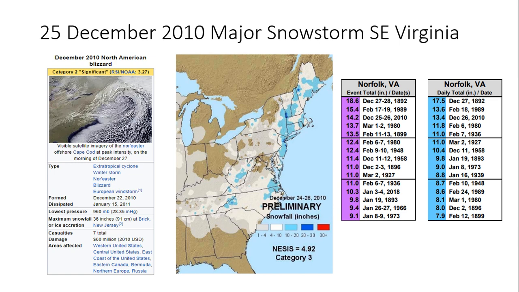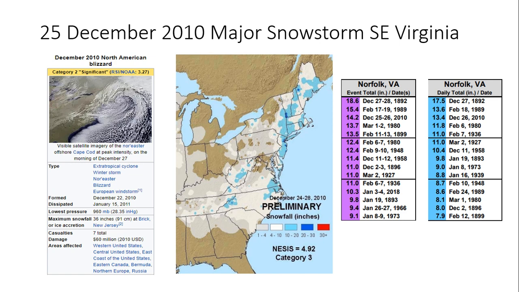But this thing brought some of the greatest snowfall totals for Norfolk. You look on the right-hand side there. We have an individual event total there on the left graphic. And then on the far right graphic, you have the daily total for snowfall, the record events for Norfolk, Virginia. And this 2010 storm, December 25, 26, if you look at that, 14.2 inches of snow fell across Hampton Roads, Virginia. And then on the right, you look, and for the daily total, 13.4 inches fell in a 24-hour period on December 26th.